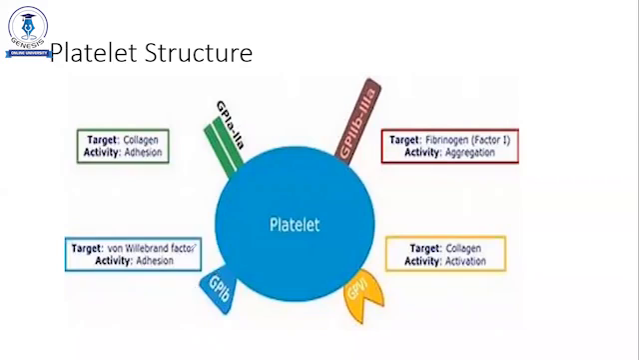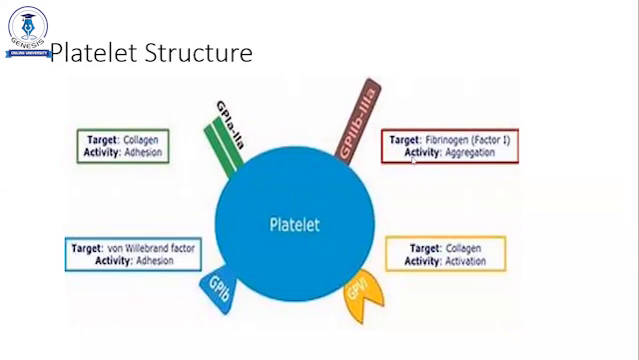The function of the Gp1b receptor is to attach with von Willebrand factor, and by attaching with von Willebrand factor, it starts adhesion. The second receptor we need is Gp2b3a. The function of the Gp2b3a receptor is to aggregate one platelet with another platelet, and in this way, by fibrinogen, they get attached with each other.